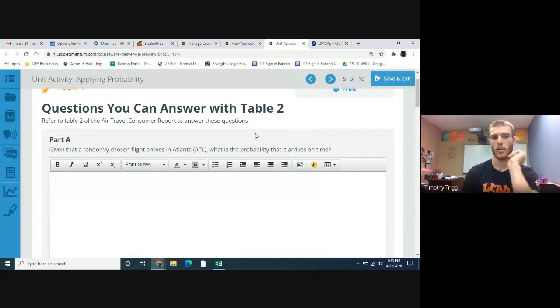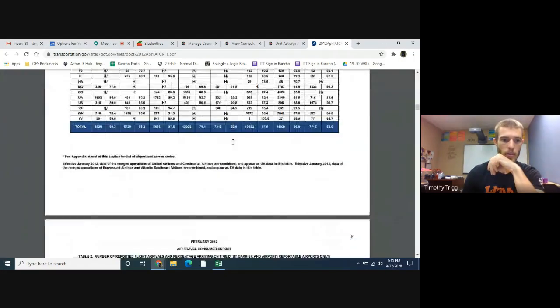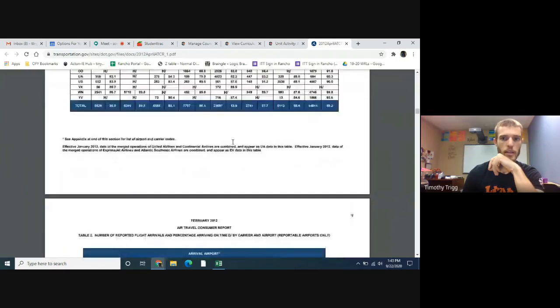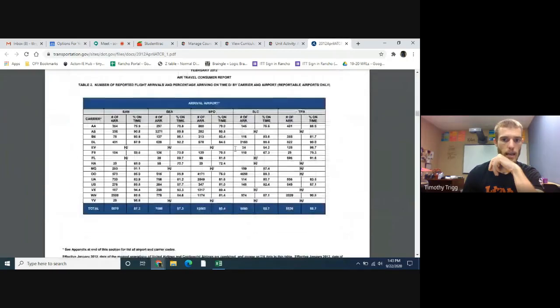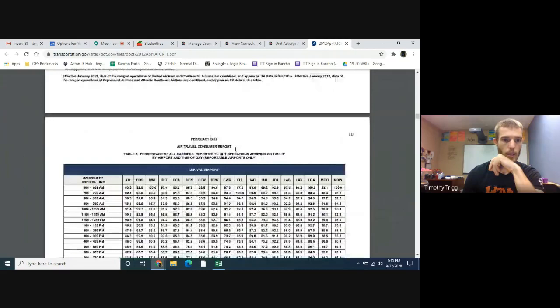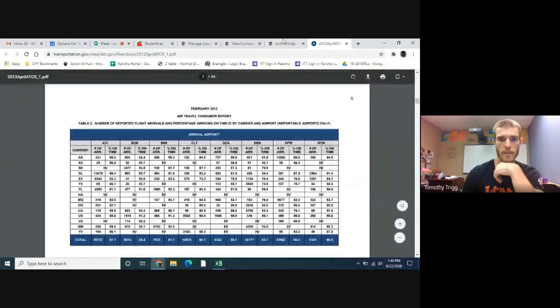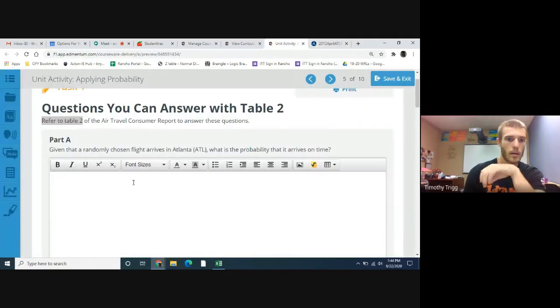Questions you can answer with the table. The first question is this. By the way, we need to refer to table 2 in the consumer report. So let's go ahead and find table 2. It's right here. Notice that table 2 actually continues for a while. Table 2 is pages 6, 7, 8, and 9. We're going to be looking at those pages to help us answer the questions. All right, question 1.